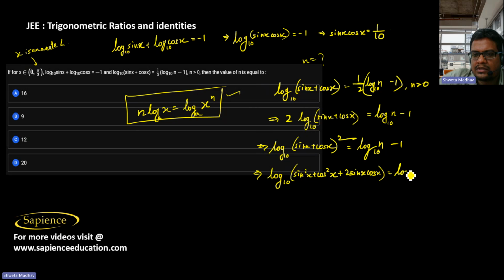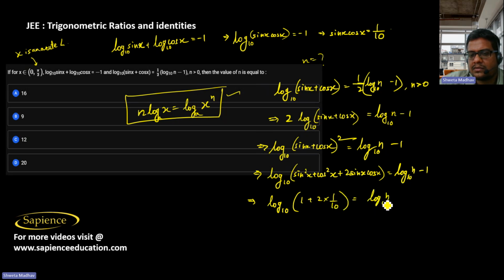That is equal to log n base 10 minus 1. Now this will be log base 10 of sin x plus cos x. Sin square x plus cos square x is 1. 1 plus 2 sin x cos x is 1 by 10. That is equal to log n base 10 minus 1.